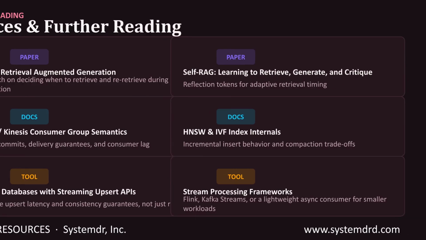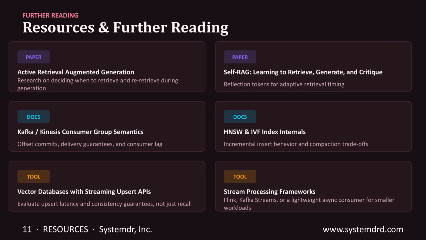A few pointers if you want to go deeper, split into 3 buckets. Papers: active retrieval-augmented generation, and self-RAG. Both address adaptive and reflective retrieval timing, a natural next step once your streaming plumbing is in place. Docs: Kafka and Kinesis consumer group semantics, essential reading before you implement the ingestion pattern we walked through. And HNSW and IVF index internals for anyone tuning that compaction job.